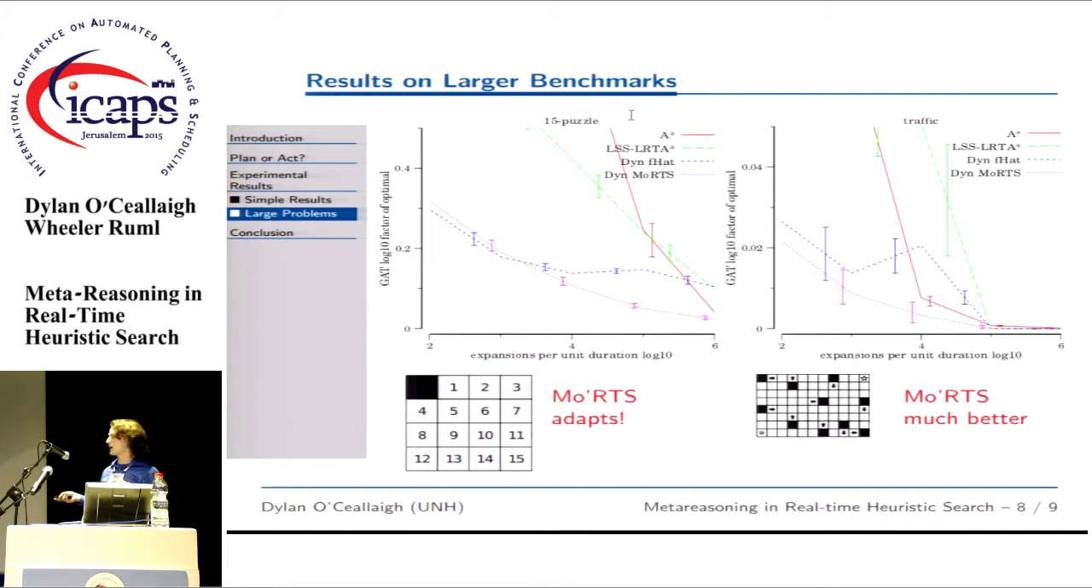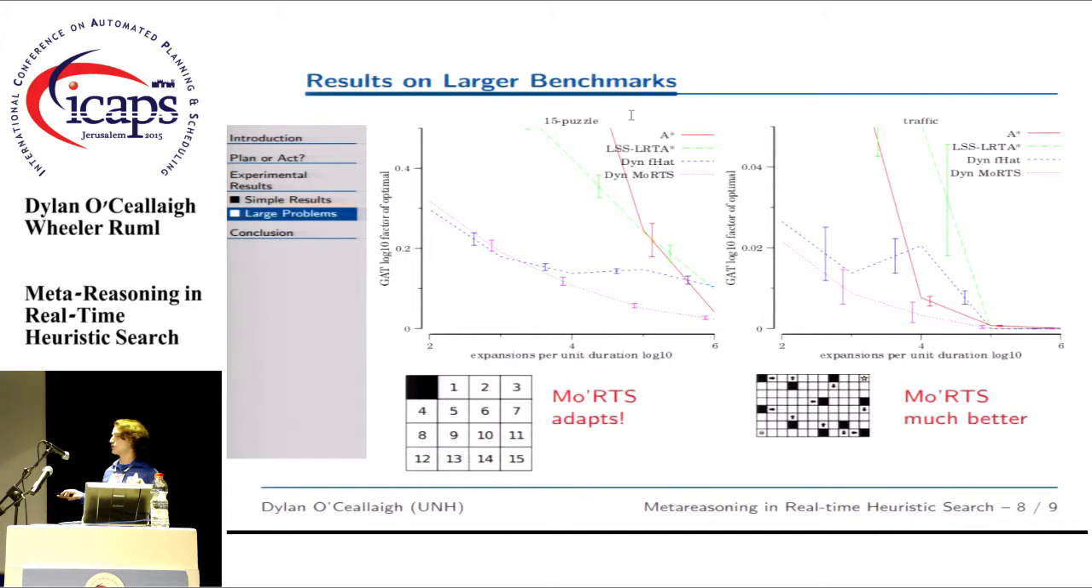So the first domain here is the classic sliding tiles puzzle, specifically the 15 puzzle. And as you'll see on the left here, when search is expensive and Fhat actually outperforms its competitors, MoRTS is able to perform roughly on par. On the right here, where search is cheap and A star does well, MoRTS once again does well. And in between, MoRTS adapts between the two in order to dominate its competition.